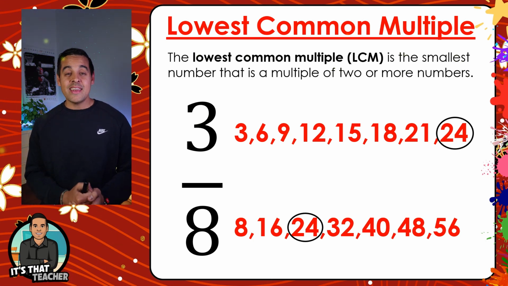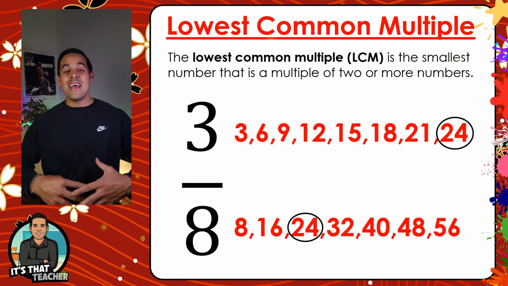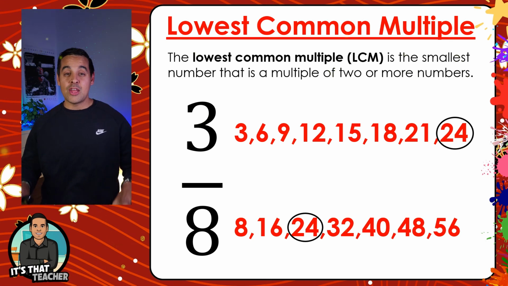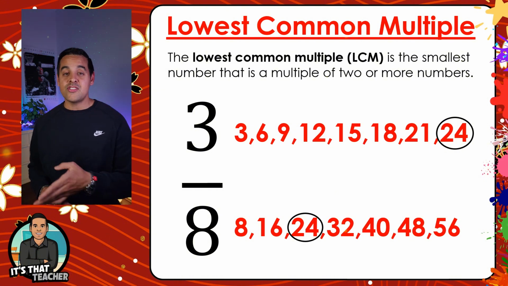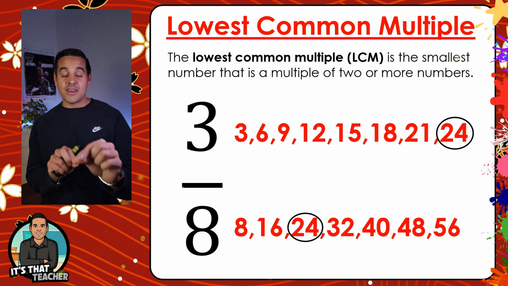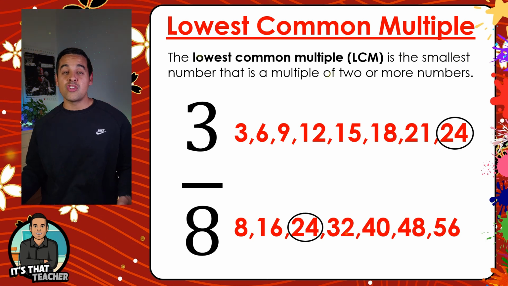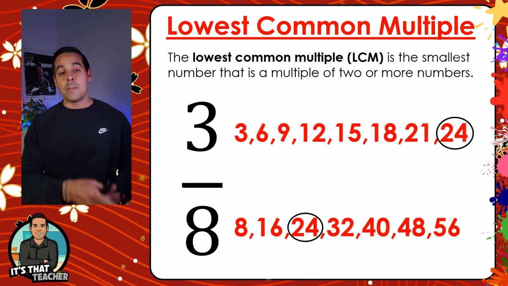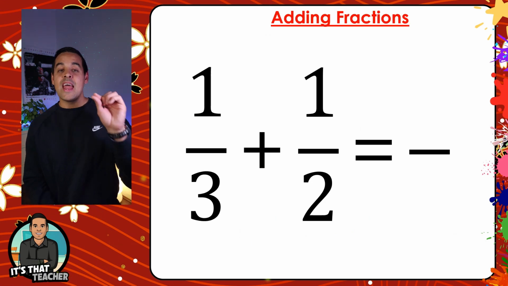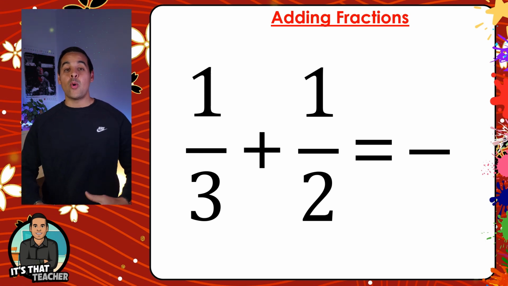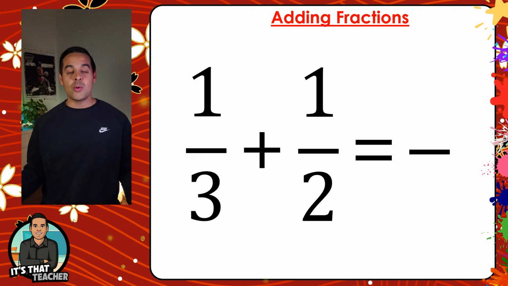When you're finding the lowest common multiple, this is a process you can follow: write down the first few multiples of each number, locate where you find a common multiple, and go to the smallest one. That is how you identify the lowest common multiple. We need to understand this in order to solve our fraction questions.